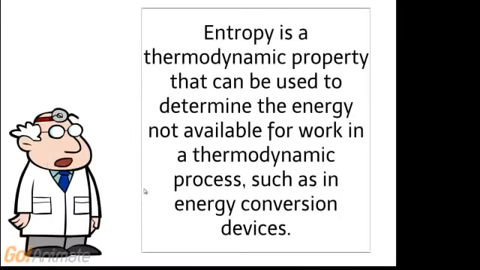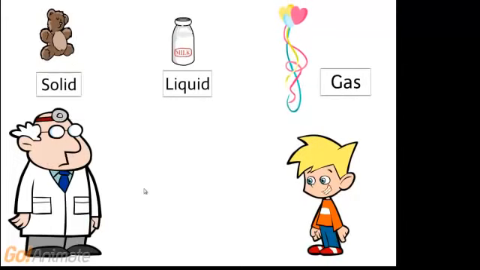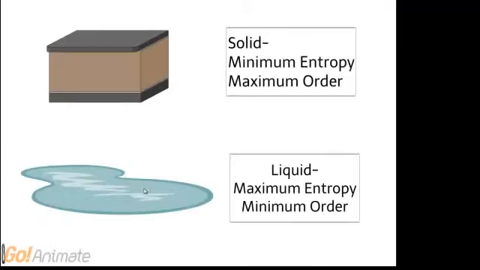Entropy is a thermodynamic property that can be used to determine the energy not available for work in a thermodynamic process, such as in energy conversion devices, engines. The following are in order from least to most amount of entropy. Solid, liquid, gas. Let's think about it. Solids have minimum entropy and maximum order, whereas gases have maximum entropy and minimum order.